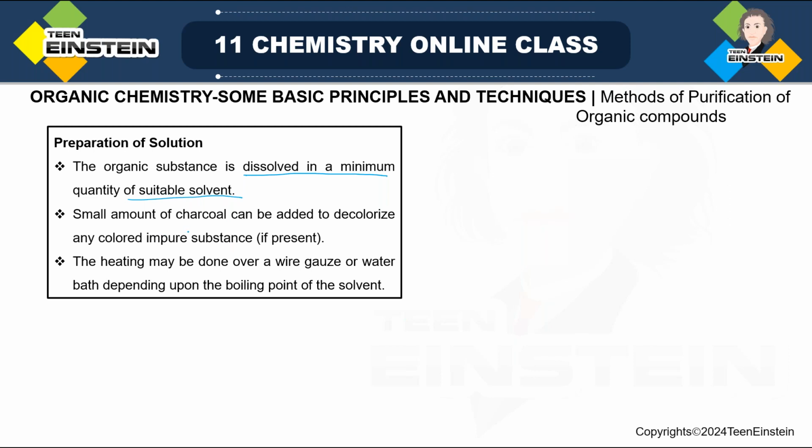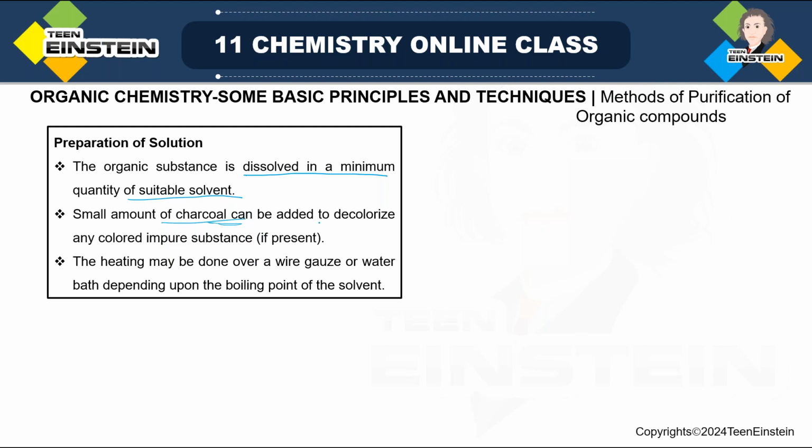Now in some cases, you know that your compound should be white, it should be clear, but you are seeing some color. So what to do? Sometimes charcoal can be used to remove the color impurity. If you already know that your compound should be white and you are seeing some colored substance, you can use a small amount of charcoal, which is nothing but carbon, and it has the capacity to adsorb the impurity on its surface.